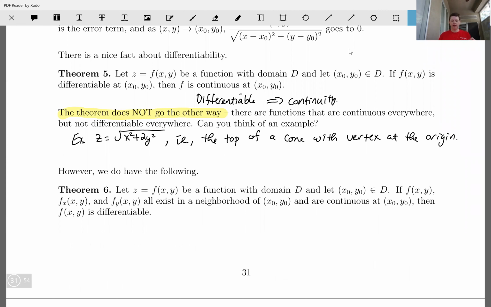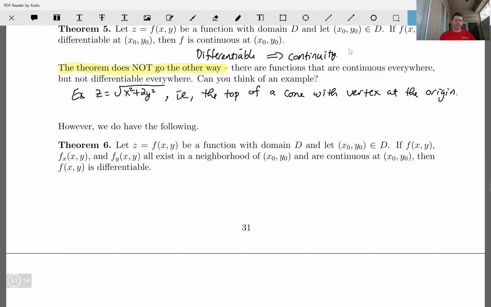If f of x, y is a function with a domain capital D and x sub 0, y sub 0 is a point in that domain, if f, its partial with respect to x and its partial with respect to y, all exist in a neighborhood of x sub zero, y sub zero, and they're all continuous at x sub zero, y sub zero, then f is differentiable. So continuity, but sort of stronger continuity, because we require not just continuity of our functions, but continuity of the first partial derivatives. And that will give us that the function is differentiable. So I know it's not quite the same, but it's something.